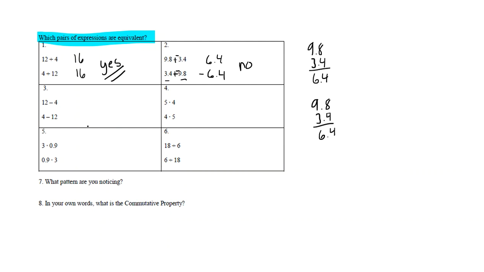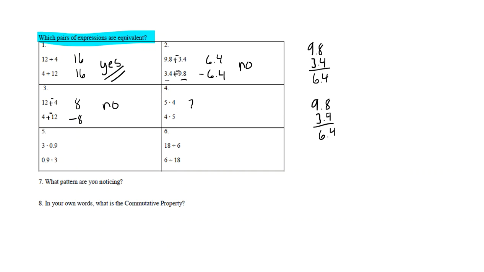Let's look at number 3. Again, subtraction. 12 subtract 4 becomes 12 plus a negative 4. 12 plus a negative 4 is 8. 4 subtract 12 becomes 4 plus a negative 12. 4 plus a negative 12 is a negative 8. And these are not equivalent. So again, when we try and change the order when we're doing subtraction, we do not get equivalent expressions. These are not equivalent.